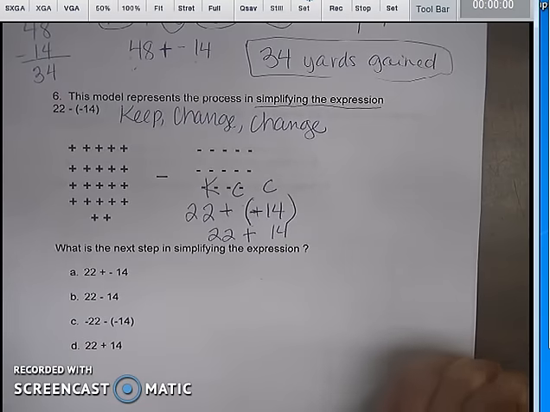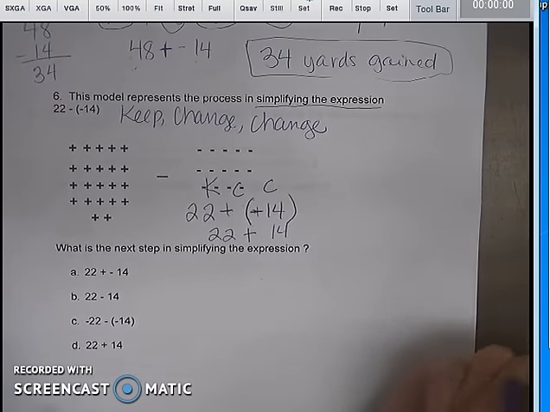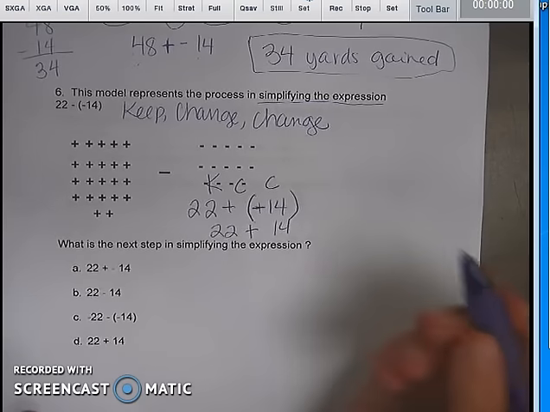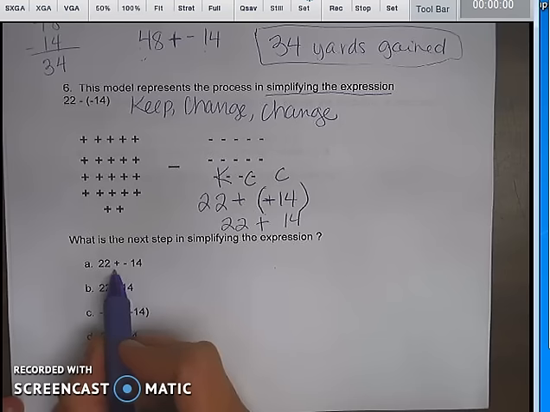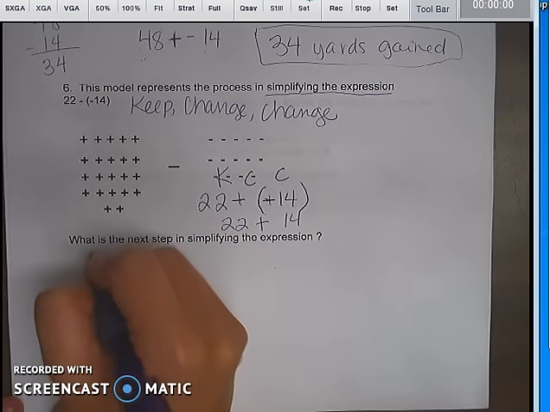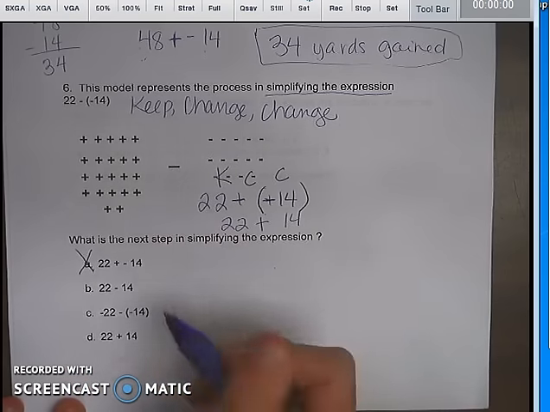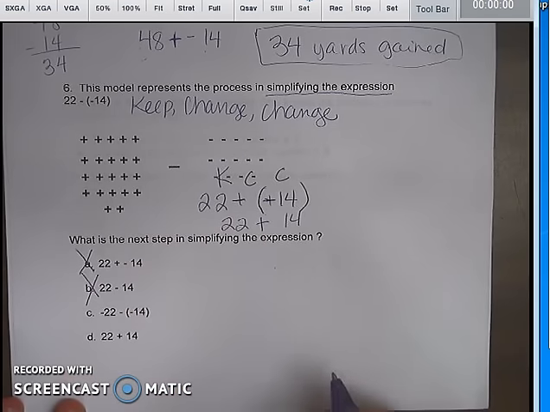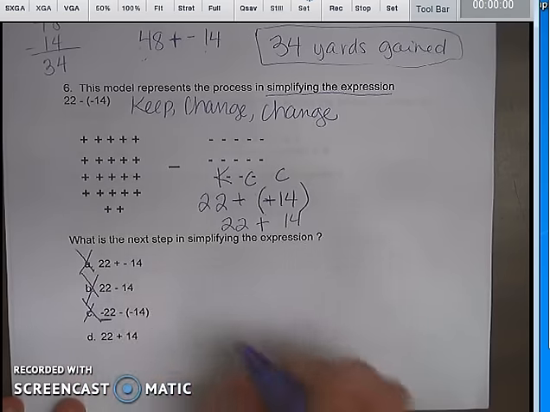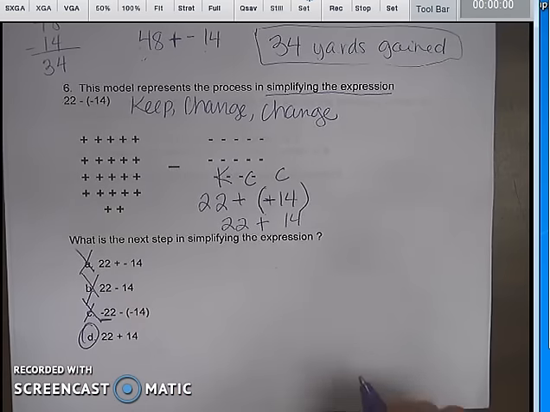It says, which is the next step in simplifying the expression? Well, what is it? 22 plus 14. Look right here. They kept it, changed it, and forgot to change this, so that won't work. All they've done here is get rid of a negative, so that's not going to work. Right here, they changed that to a negative, so no way. So my answer here is D.